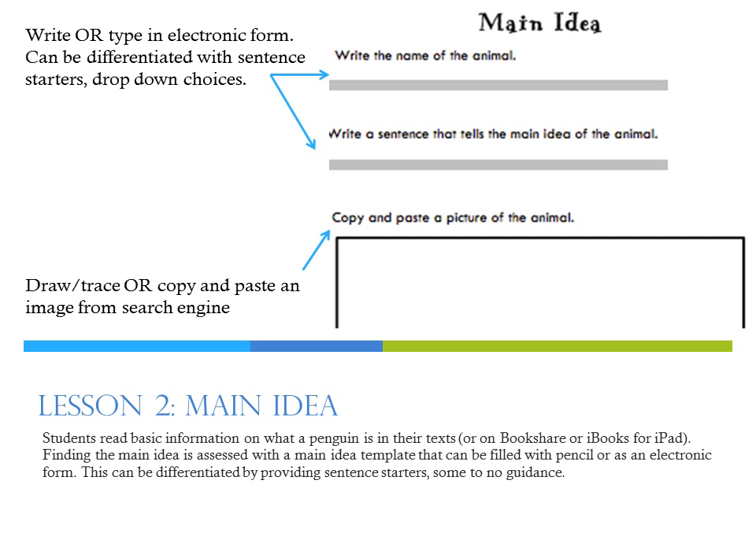With this new skill, students will read basic information on what a penguin is using either Bookshare, iBooks, or paper texts. Finding the main idea is then assessed using a template that can be printed and written on, or filled as an electronic form. This can be differentiated by providing sentence starters and some to no guidance. Students can then draw their own illustration or copy and paste an image.